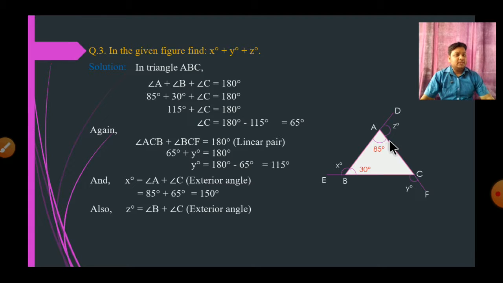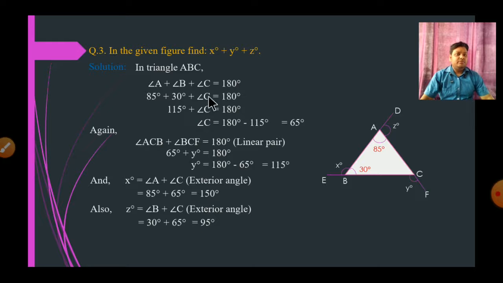Then Z is the exterior angle, so 85 degrees we can't take. We have to take angle B interior and angle C interior. Okay. So now we will put the value of angle B as 30 and angle C as 65. It means angle Z is 95 degrees. Now we get all the values: Y is 115 degrees, X is 150 degrees, and Z is 95 degrees.